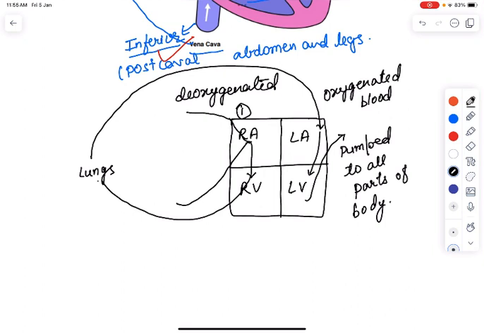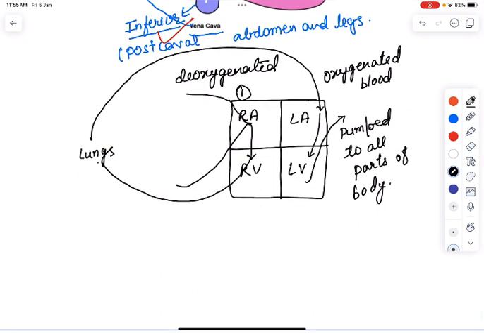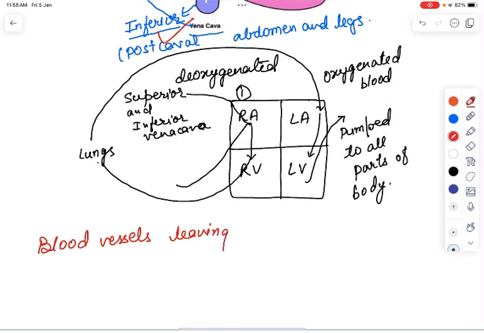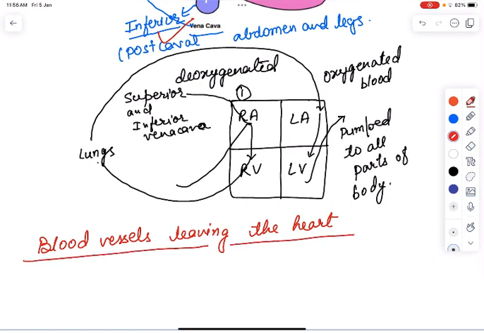Blood vessels leaving the heart. So we have seen the किससे blood आया? Superior vena cava से आया and inferior vena cava. Blood vessels leaving the heart means what? These vessels, which vessels leave the heart? कौन सा जो वेसल्स हैं वो ब्लड को हार्ट से लेकर जाते हैं? The first it will take lungs, it will go to the lungs.